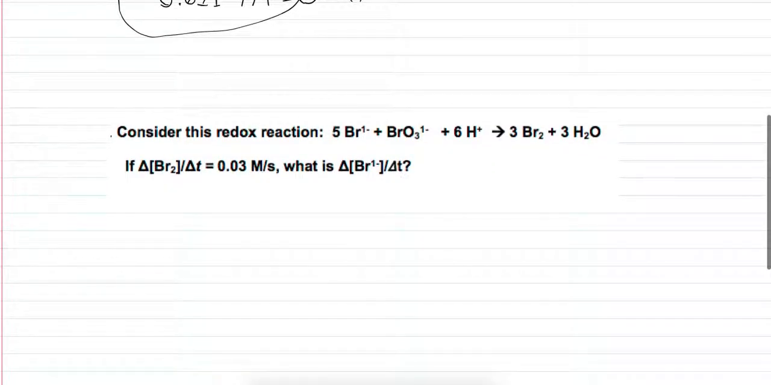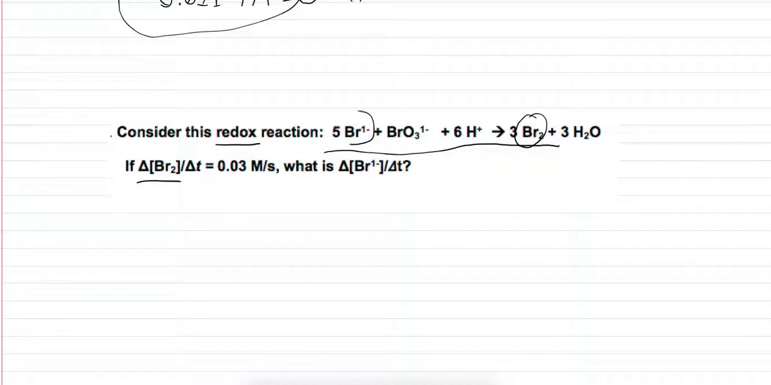Here it says consider this redox reaction. The redox part of this isn't particularly important for what we're doing. So take a look at this lovely balanced equation, then look at what we're being asked. If we're told that the change for Br2, a product, is 0.03 molarity per second, what is the change in Br-, a reactant, over time?